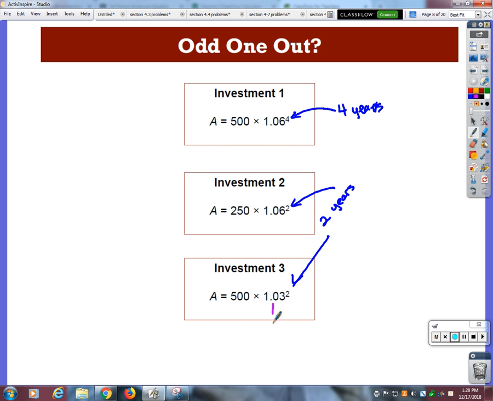Another way that you could look at it is this one you only get 3% interest. What percent interest do you get on these two? 6% interest. So if you look at it that way, then number 3 is the odd one out. Then this one and this one both start with 500, whereas this one you start with $250. And so if you wanted to, you could say that investment number 2 was the odd one out. Okay? So it just depends on how you look at it. This one has a different starting number. This one has a different number of years, and this one has a lower interest rate. Okay? So they are all different in their own ways.